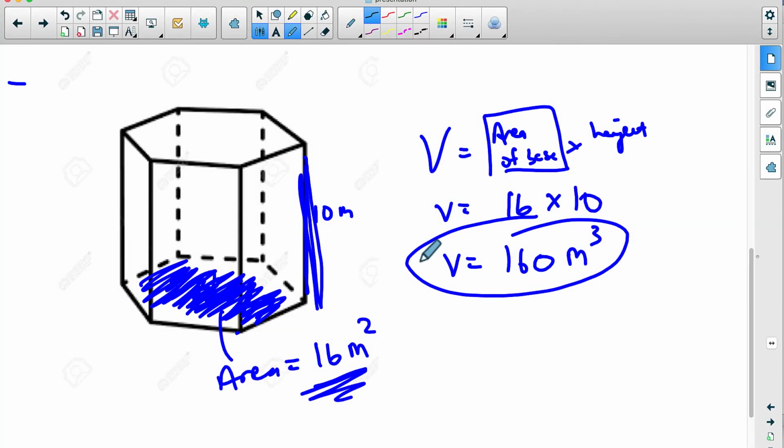Okay, so that's the end of volume of prisms. Next day we'll continue on with another day of volume, but we'll be looking at different shapes.